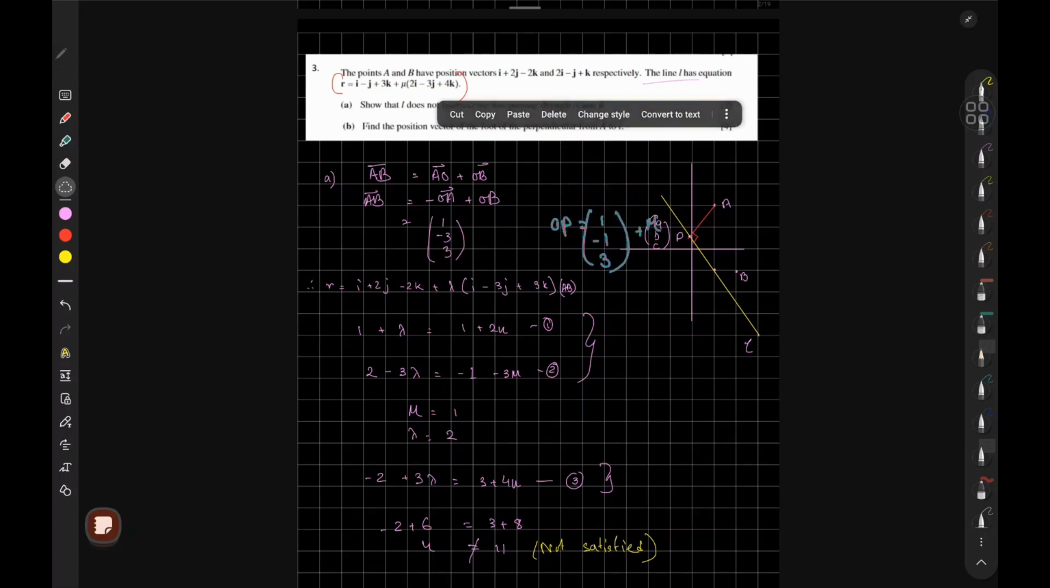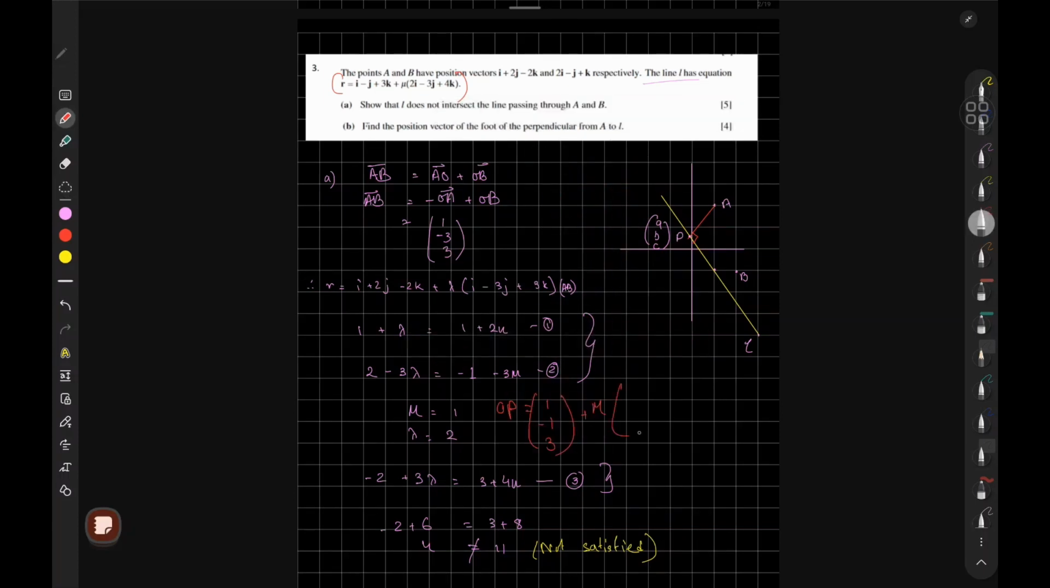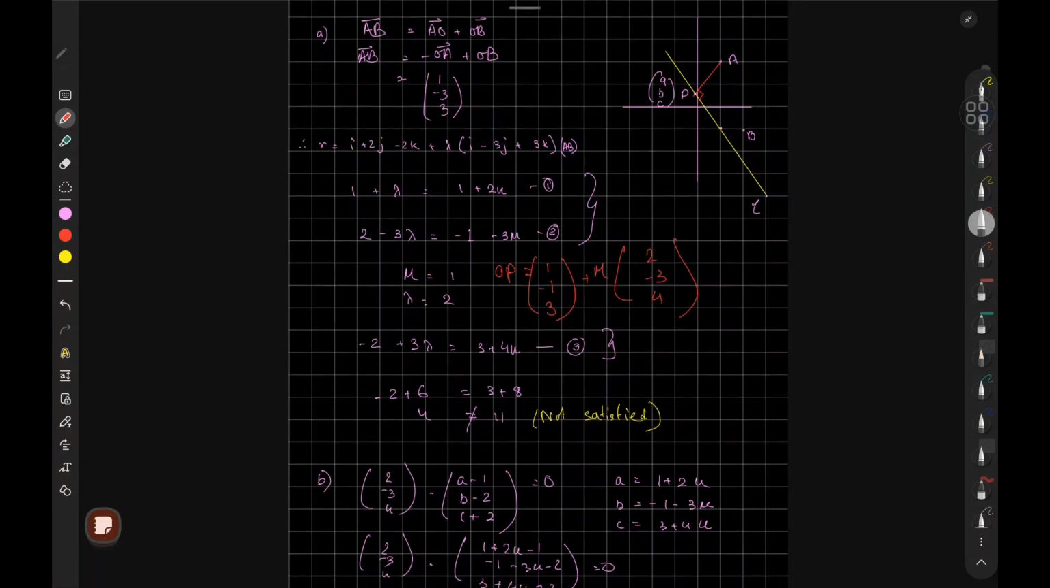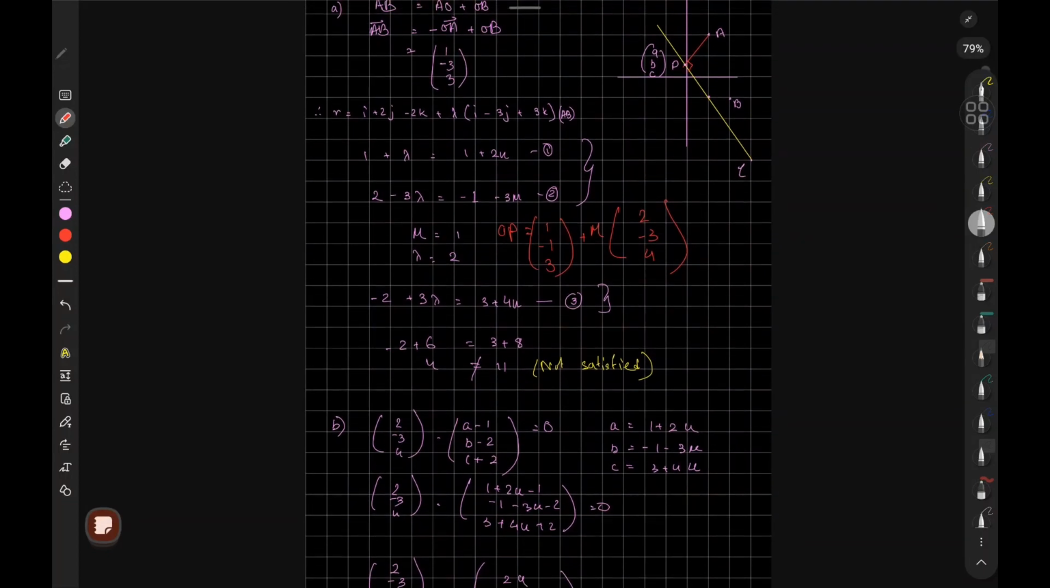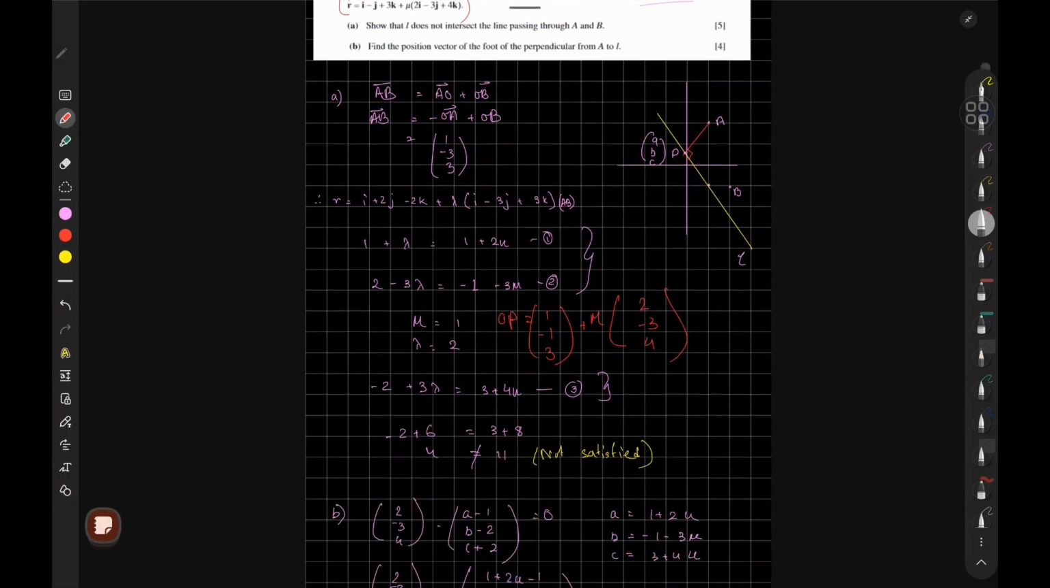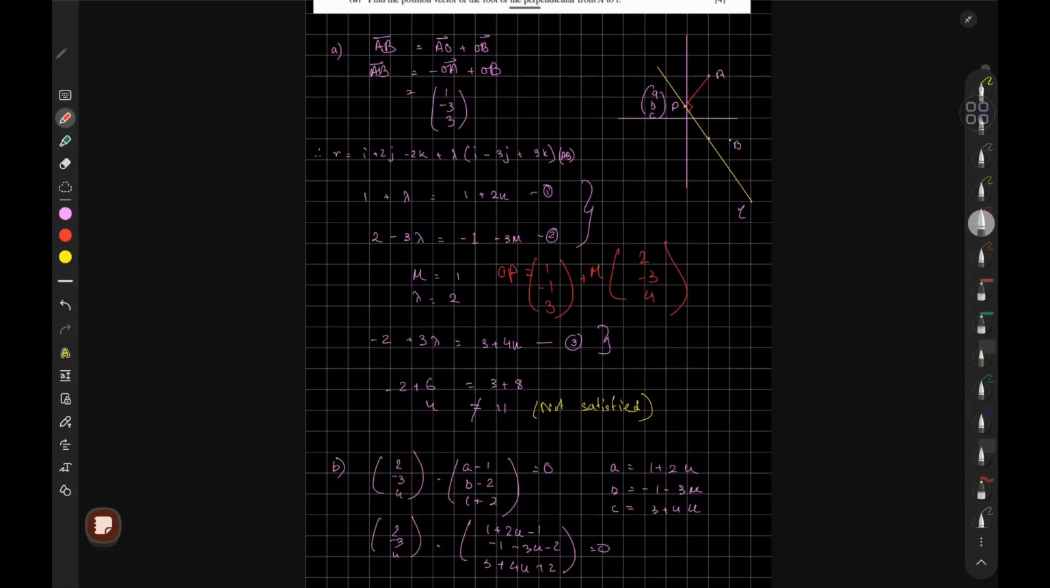and I'll move this, right? So mu times 2, minus 3, 4, great. So now the interesting thing over here is, see that OP actually lies on the line L, that is already given to you. So if you represent OP as A, B and C, it is going to be equal to 1, minus 1, 3 plus mu times 2, minus 3 and 4.